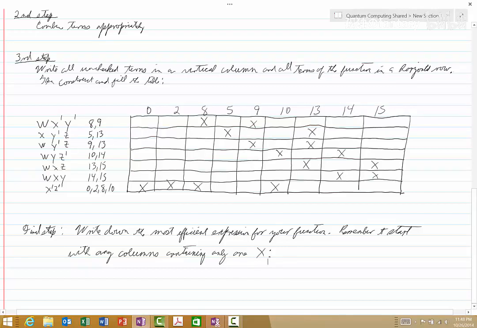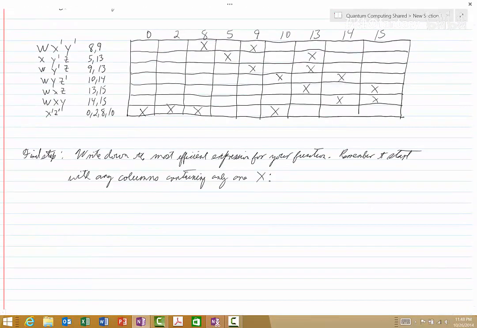Now, why do we start with terms that contain only one X? Well, let's look, for instance, here. This first column has only one X. Why do we want to be worried about that? Well, the fact that there's only one X in this column tells us that the only way that we can take care of this 0, which was present in our original function and therefore must be present in our final expression, is through the inclusion of this last term, x prime z prime. So that must be in our expression.